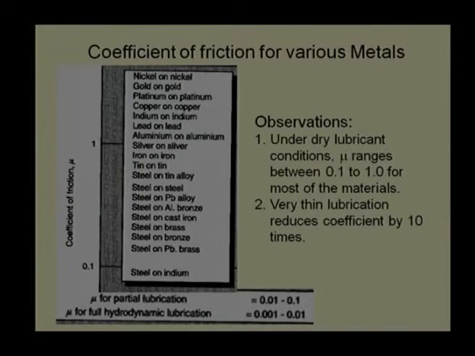What are the observations from this slide? Under dry conditions, mu ranges between 0.1 to 1.0 by and large, except a few examples like nickel on nickel, gold on gold, platinum on platinum, copper on copper, and so on. Again, these will not be repetitive results, these are mean values. Maybe in one lab this kind of coefficient of friction has been experienced, but if you do a similar experiment in another lab or environment, there is a possibility of change in the coefficient of friction.